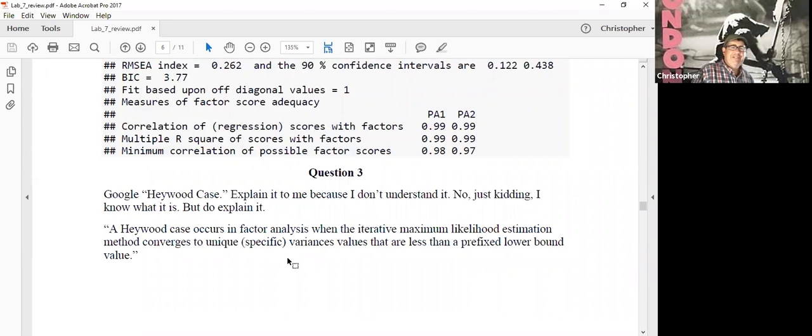All right, so question number 3, just a short one. What's a Heywood case? There were a couple of mentions that R said, warning, Heywood case. A Heywood case occurs in factor analysis when the iterative maximum likelihood estimation method converges to unique specific variance values that are less than a prefixed lower bound value. Perfectly clear, right?